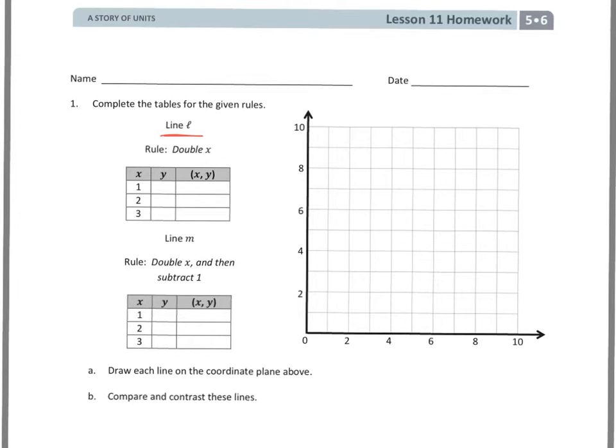Line L I'll do in red, and the rule is double x. So whatever x is, I have to double it or multiply by 2. So they're giving me 1 times 2 is 2. And then I'm going to write my coordinate, which goes x first, then y. For the next one, they give me 2, so 2 times 2 is 4, and then I can write those coordinates. Then the last one, 3 times 2 is 6.